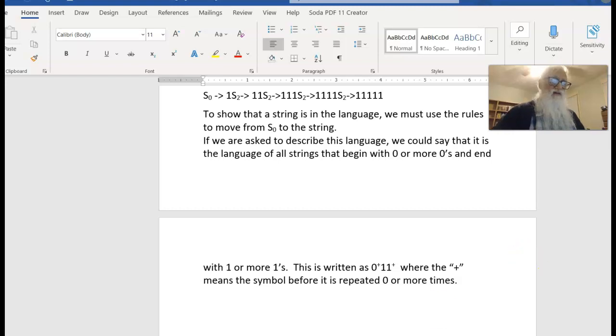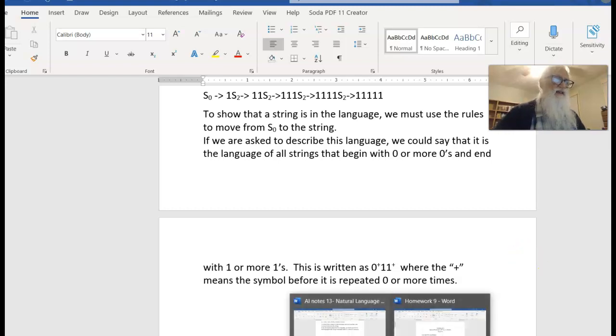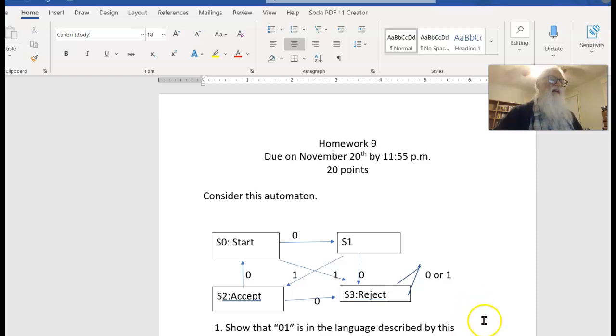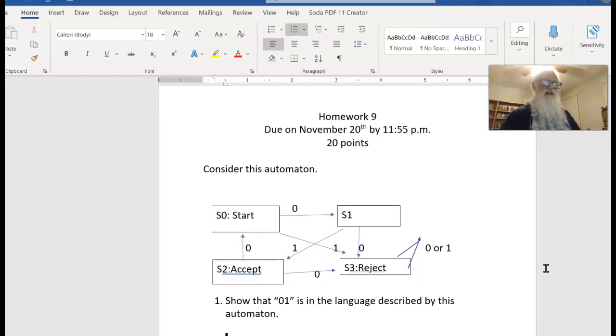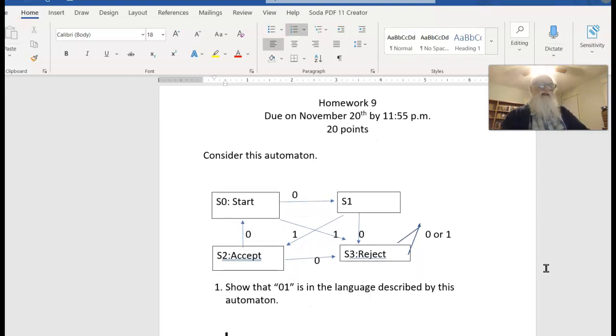Now I gave you a little homework to do on this. Let me bring that up right now. I built another automaton. It's pretty similar to the other one, but I did put in more arrows here and there. And what I want you to do is show me how you would prove to me that 0, 1 is in this language. Start at S0 and show me how you get to the accept state.